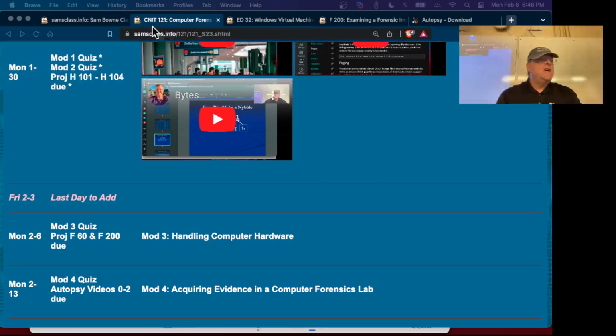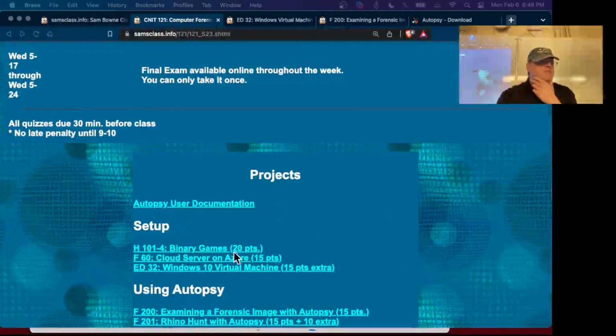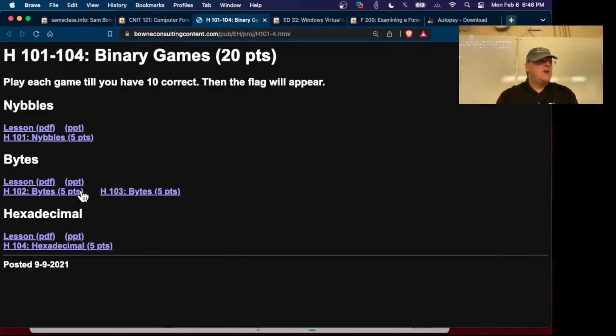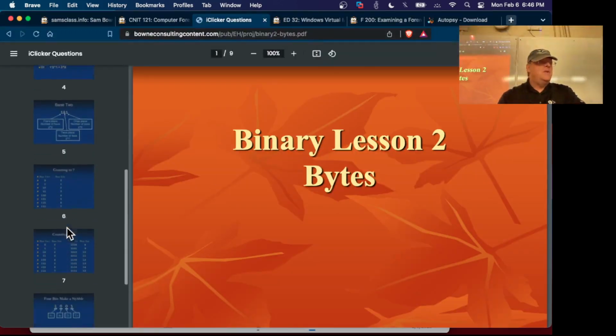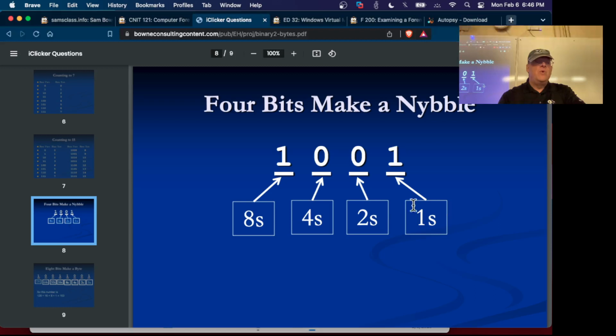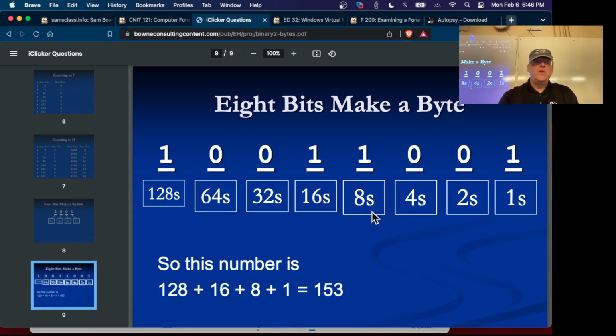So bytes. If I go to binary games, we talked about bytes. For a nibble, you have 1s, 2s, 4s, and 8s, and these are 1s or 0s. So this is the number 9 because it has a 1, no 2s, no 4s, and an 8. So that adds up to 9. And for a byte, you have 1s, 2s, 4s, and 8s, and you have 16, 32, 64, and 128. So this number is 128 plus 16 plus 8 plus 1 for 153.